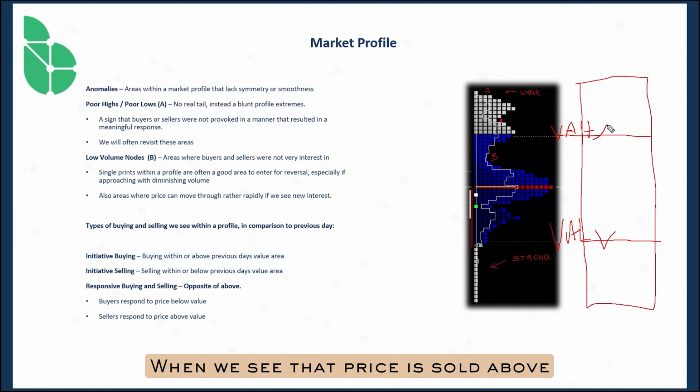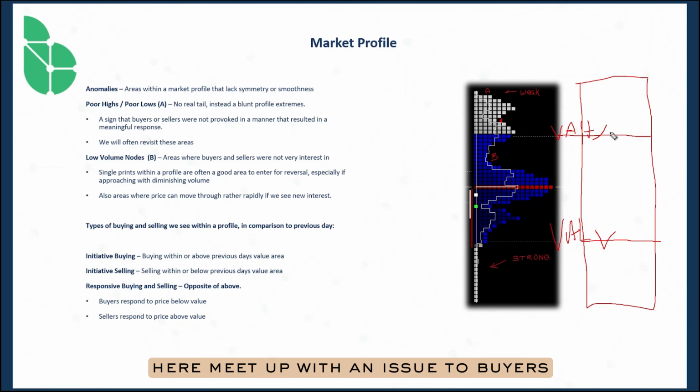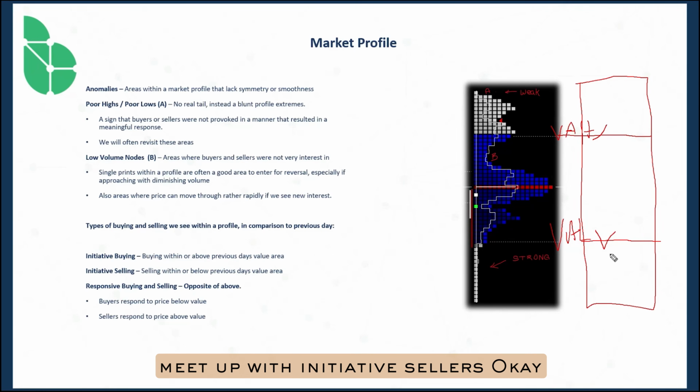All right, when we see that price is sold above the previous day's value area, okay, we say that that's responsive selling. So price is above the value area, and we'll typically see that this is an area where sellers step in. Okay, so sellers are responding to price above value, buyers are responding to price below value. Now think about this. So responsive sellers up here meet up with initiative buyers. Okay, responsive buyers down here meet up with initiative sellers.